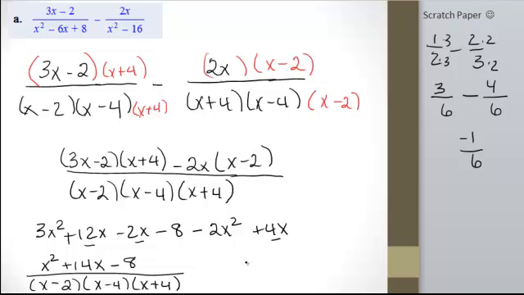So will the numerator factor anymore? Are there factors of negative 8 that add up to 14? There aren't any, so that means this is as simplified as this expression will be.